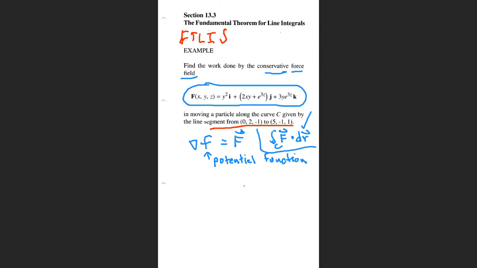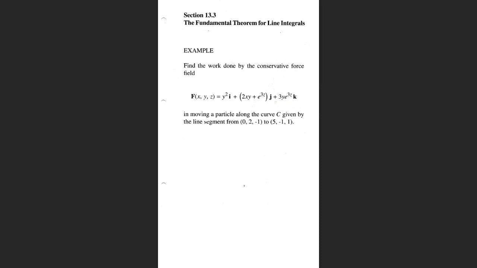The FTLI, fundamental theorem of line integrals, says that the line integral, where the vector field is the gradient of some function, can be found by computing the function evaluated at the endpoint r(b) minus the function evaluated at the initial point r(a). A and b obviously are time values.